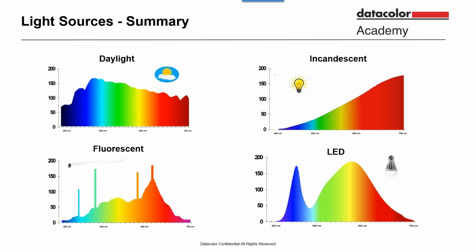Okay, just in summary then, the key point to remember here for all these light sources is that they have a different and many times unbalanced output of radiant energy. For both visual appraisal and colorimetric calculations, it's very important to know the light source or the illuminant characteristics.